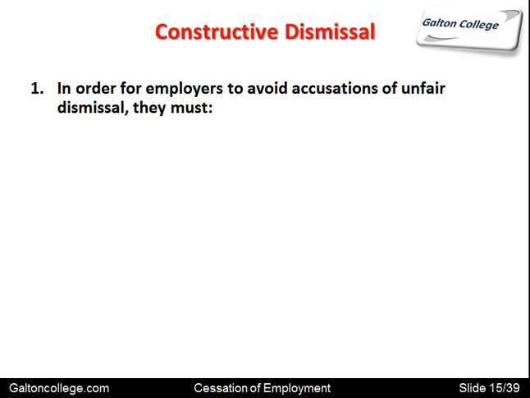In order for employers to avoid accusations of unfair dismissal, they must make a job position redundant. If a person leaves or has been asked to leave, it must be that there is no job. In other words, that position is no longer required. So that's a defence: the employee was asked to leave because there was no job. That job is redundant.